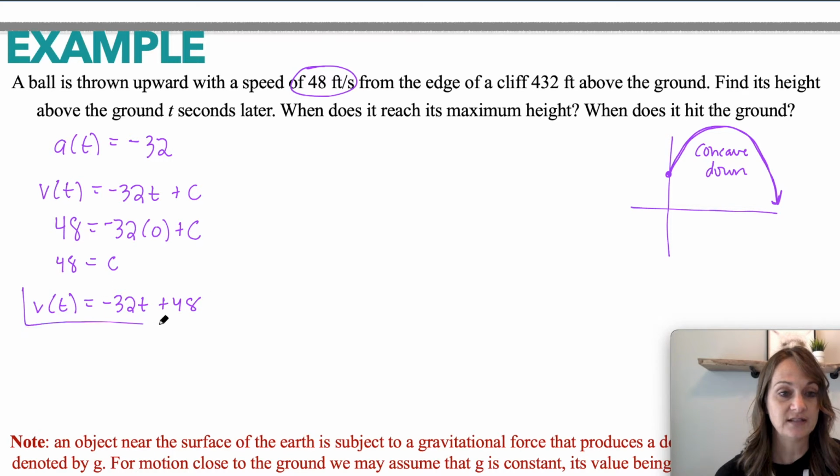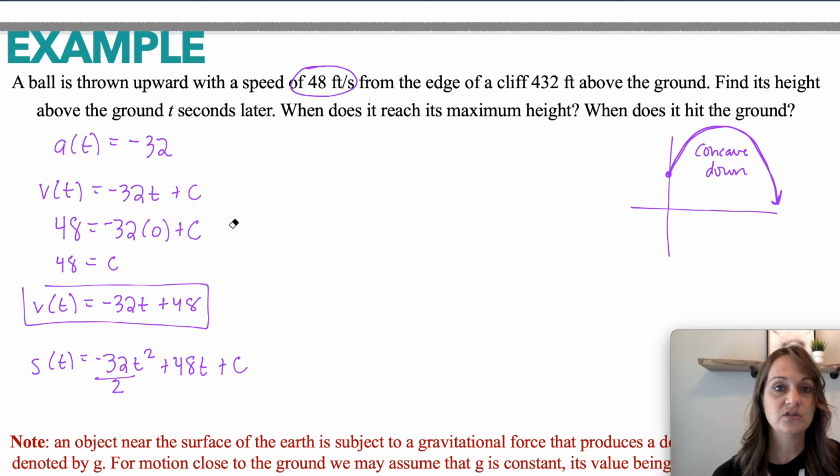That is the velocity. Now, the position we know is -32t squared divided by 2. Remember, when you add 1 to the exponent, you've got to divide by the exponent. Plus 48t plus c. 32 divided by 2 gives you 16.